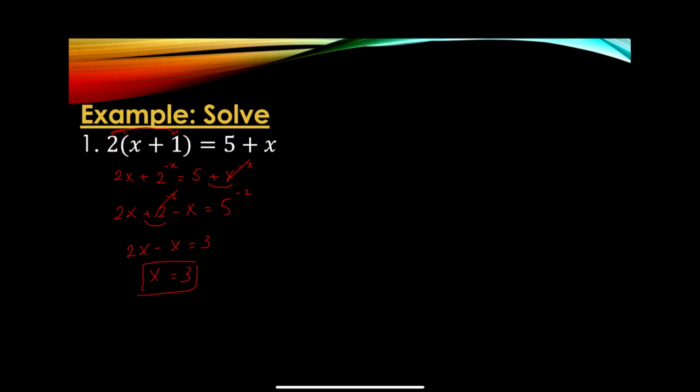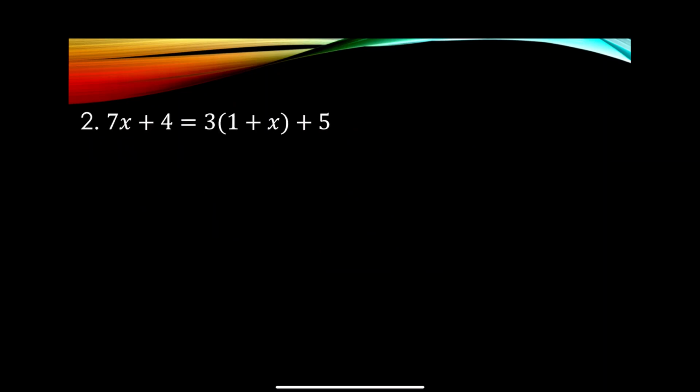And if I want to check my answer, this is the check. Again, 2 times a bracket, now instead of x, I'll put a bracket, plus 1 equal 5 plus a bracket, and put a question mark. Put 3 here and 3 here. So it's 2 times (3 plus 1), which is 4. Is it equal 5 plus 3? Now 2 times 4 is 8. 8 is equal 8. So our solution is true.